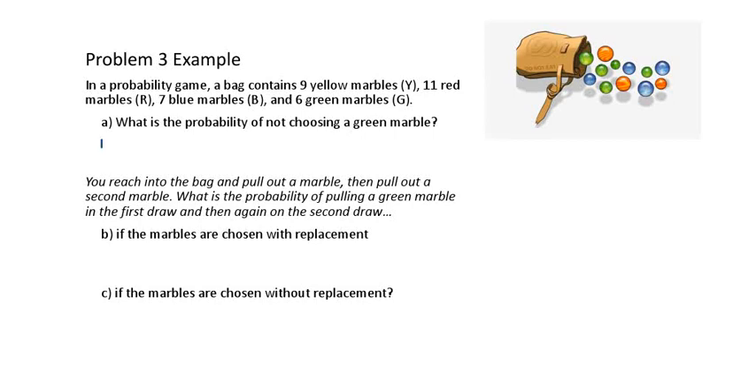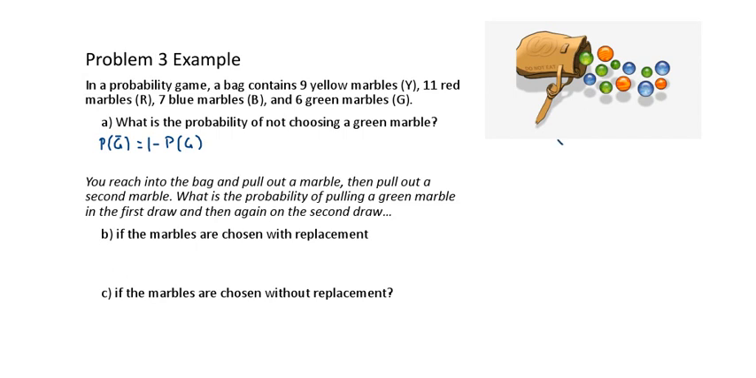Our rule says that the probability of not getting G, the complement of G, is going to be 1 minus the probability of getting a green marble. So how are we going to do this? Well, one good way to get your probability straight immediately is to simply make a frequency table. We're going to do that.